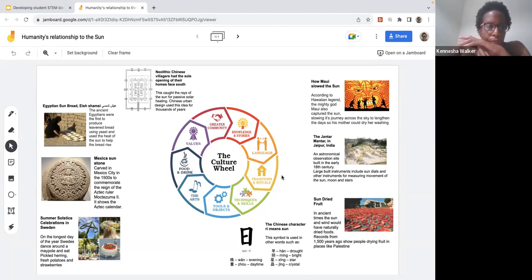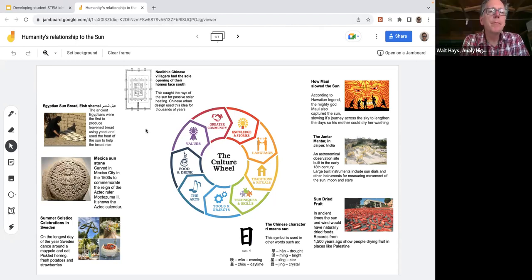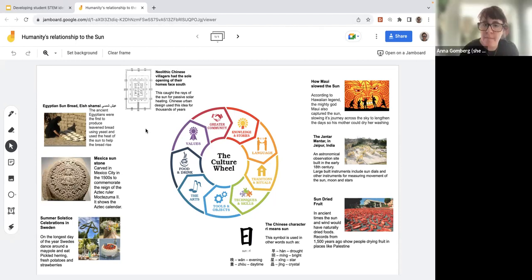Traditions and rituals. Right, the traditional way of building a house. Yeah, that makes sense. Techniques and skills. Yeah, right.